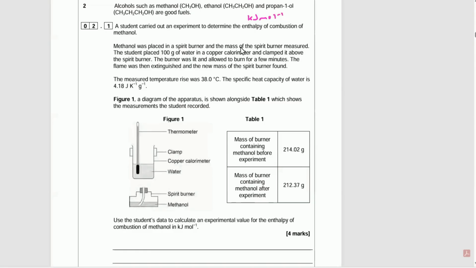Methanol was placed in the spirit burner. Mass of the spirit burner measured. The student placed 100 grams of water. So what is 100 grams of water? It's the mass. So I've got M. Copper calorimeter, clamped it down. Burn for a few minutes.